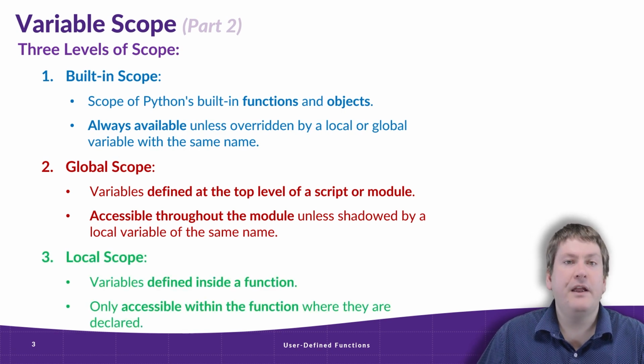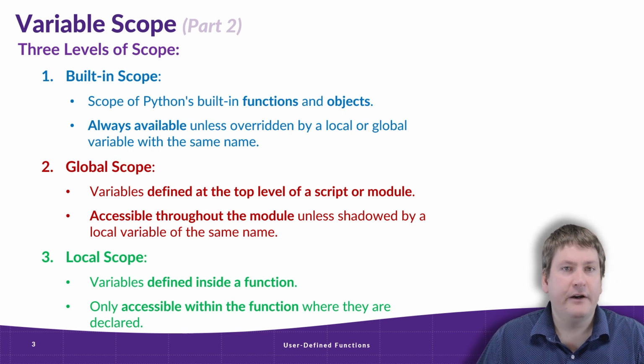The last level of scope is local scope. This is for variables defined inside of a function. These variables are only accessible within a function where they are declared.